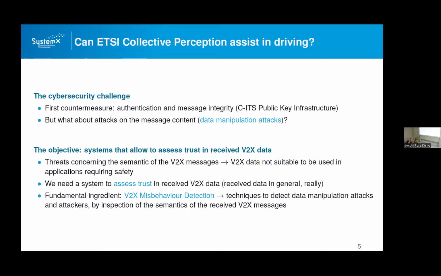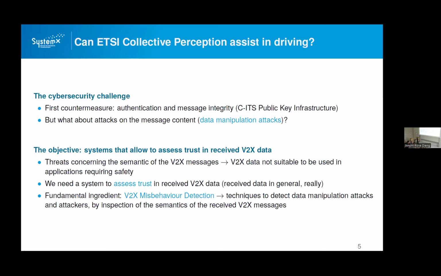Basically, what I want to do is to get information from somebody else whom I don't know and use this information to make a critical application, which is my driving. So the first thing that I'm going to care about is to put a system that allows me to check for integrity of the messages and authentication of the sender. And this system is in place, we have it.